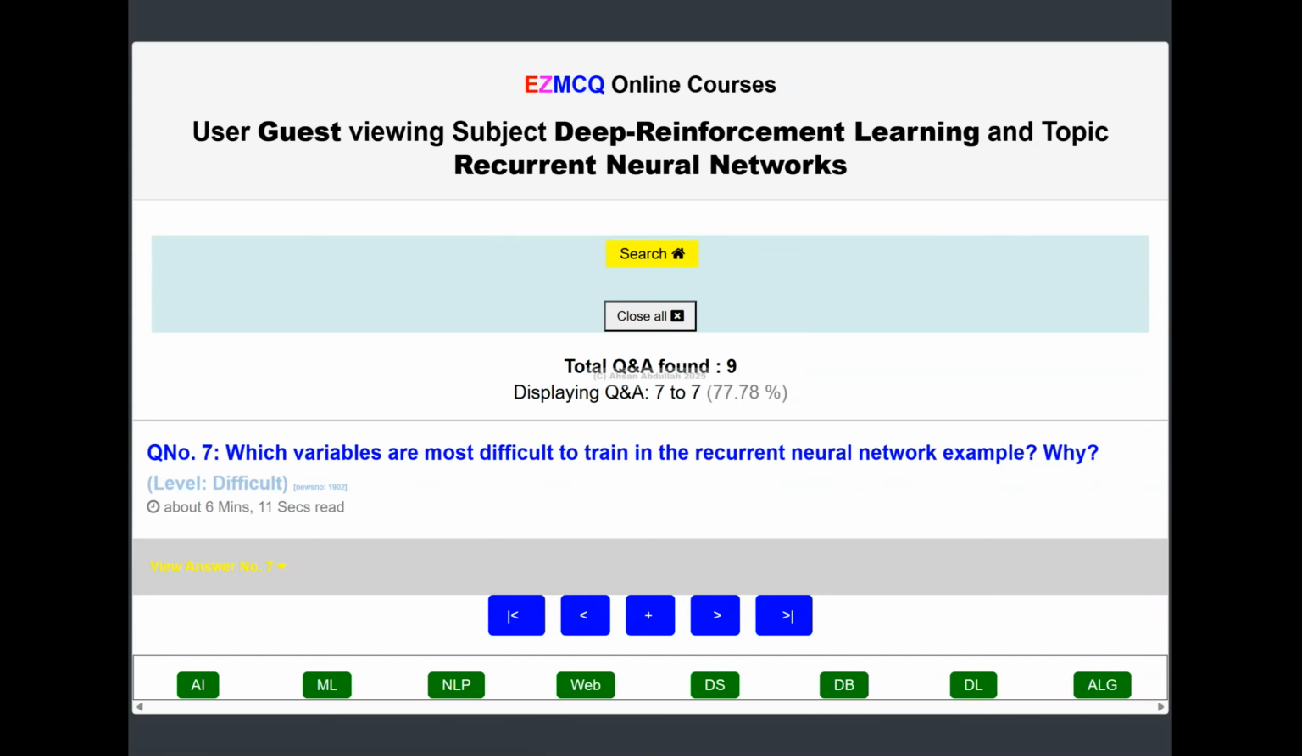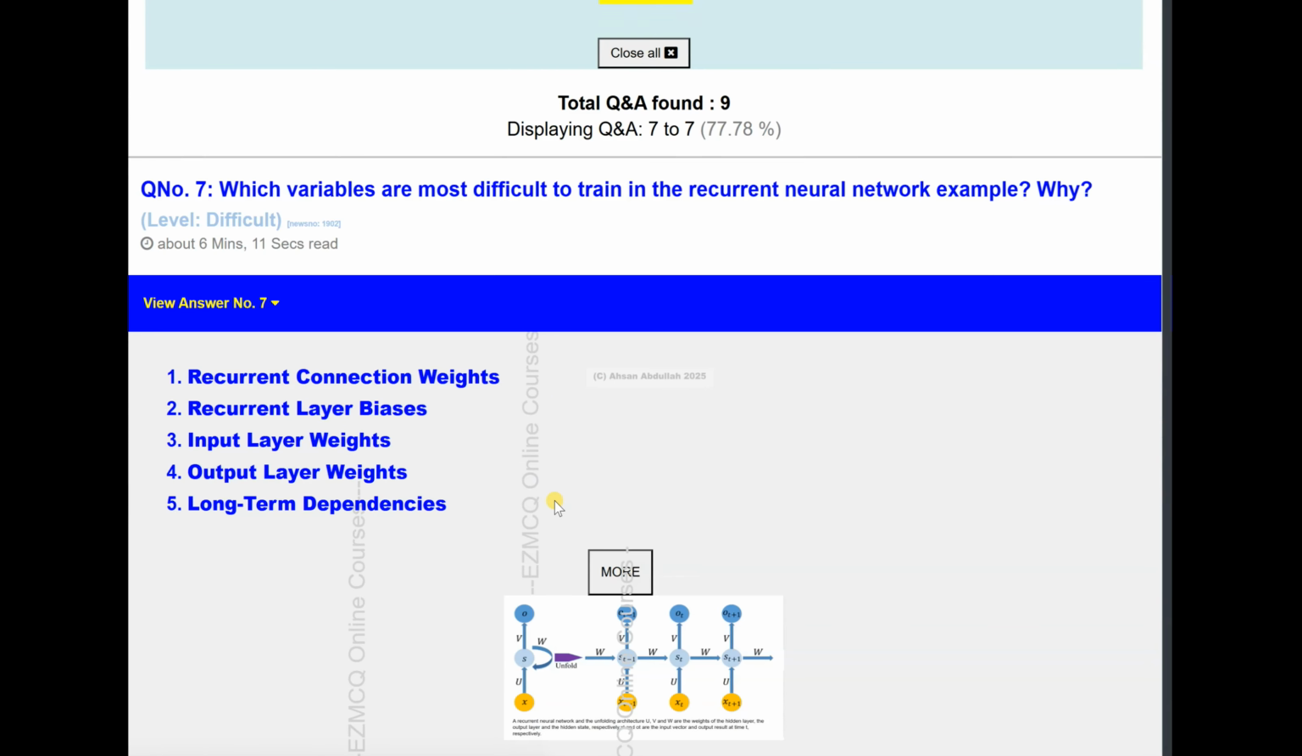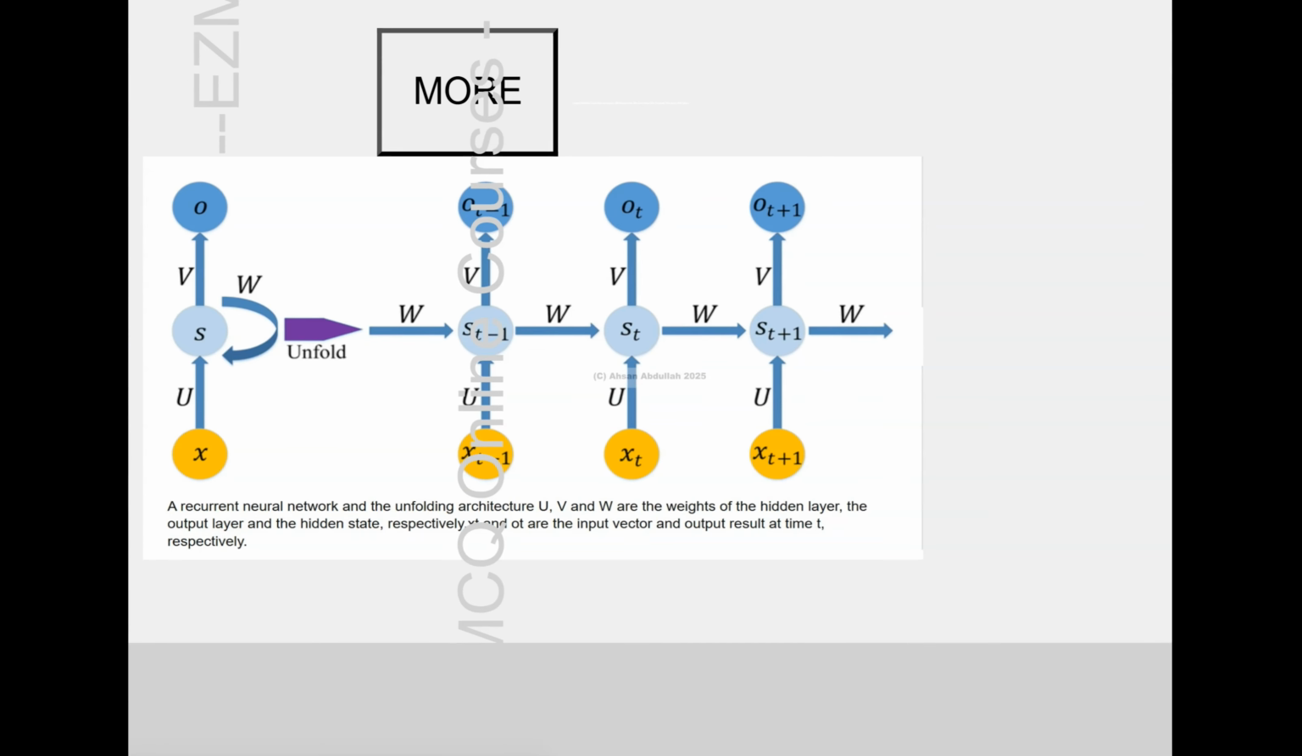So now we start with section 8C of deep reinforcement learning, recurrent neural networks. Which variables are most difficult to train in the recurrent neural network, and give an example also, and why it's difficult. So this is an interesting question and an interesting concept also. To give you an idea, if you look at this unfolded recurrent neural network, there are 3 weights, as a matter of fact: U, V, and W. They are weights. And then of course these weights are of the hidden layer and the output layer and so on.